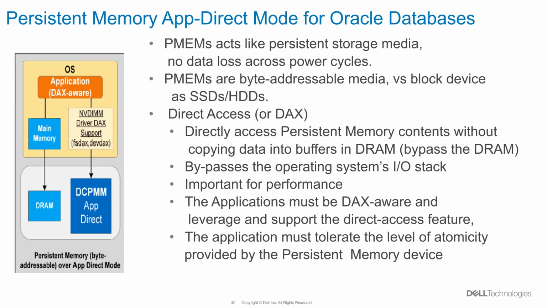But in order to achieve that benefit, your application has to be able to handle that, has to be DAX aware. Normally, an application without change doesn't provide such capability. So there are two categories. One is block-addressable, which could potentially create a problem. The second is how you can actually achieve the DAX mode and its benefit.